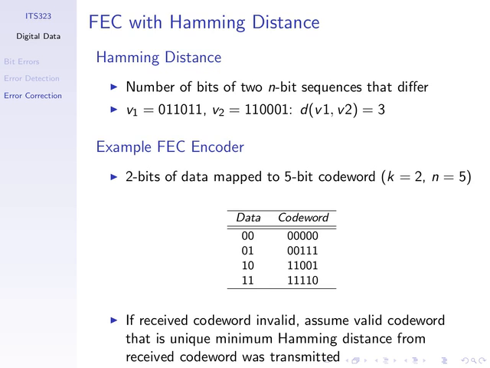If it's valid, then the process is simple. We assume that that was the transmitted code word. We assume that there were no errors, and we do the decoding. The decoding is to take the code word and determine the data. If it's valid, then we simply look in the table. The received code word is this. It matches this one. The data must be 00. It's finished.